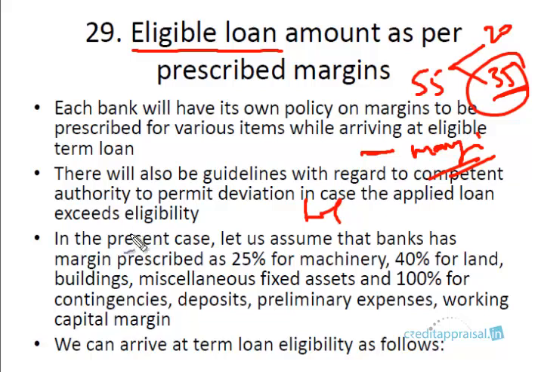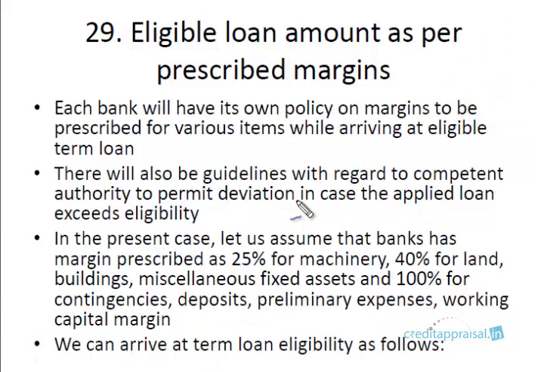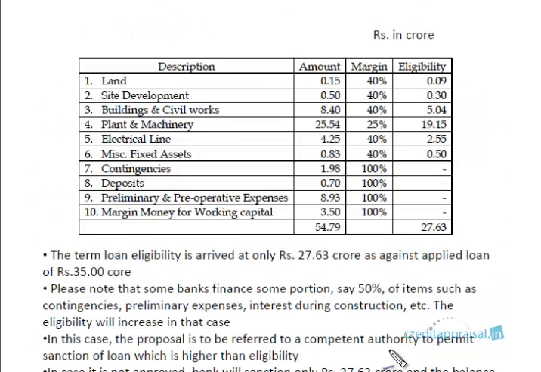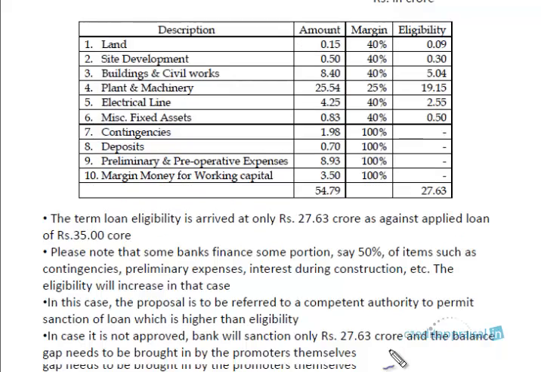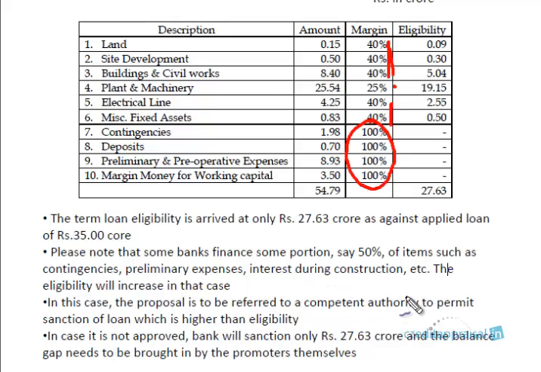For example, land and building might be stipulated at 40% by one bank. Some bank might say we'll stipulate a margin of just 30%. So it varies, and you have to look into your bank's policy guidelines and calculate the margin. Let us assume that for this bank and this company, this is the stipulated margin: land is 40%, site development and buildings are 40%, plant and machinery is 25%, electrical lines and miscellaneous fixed assets are 40%. For the rest, the bank is not going to finance, so 100% margin.